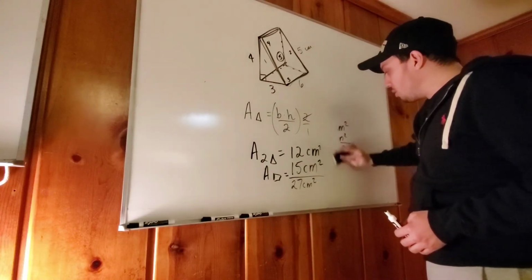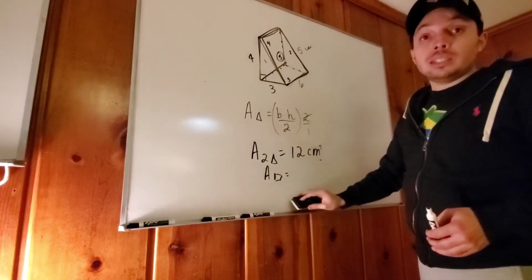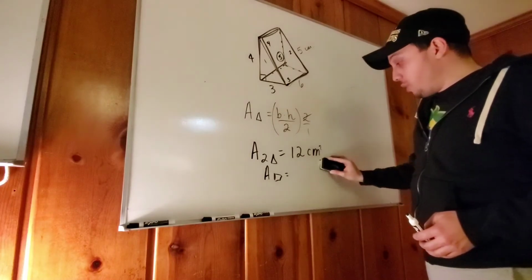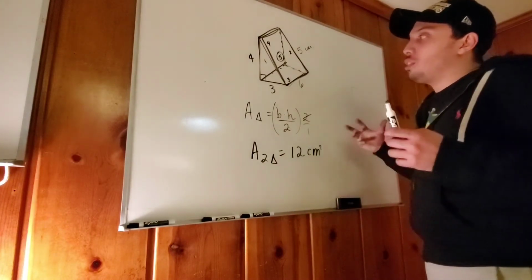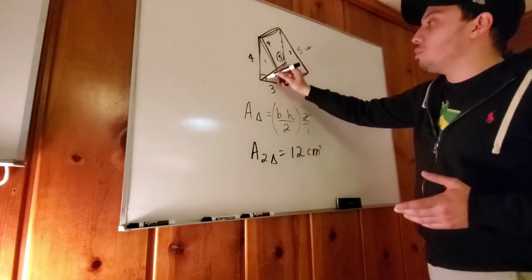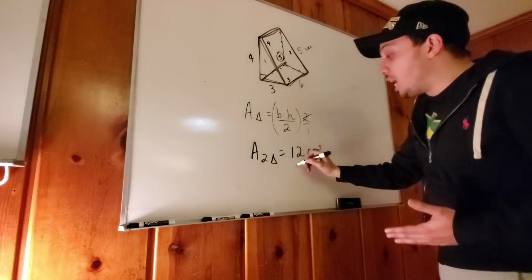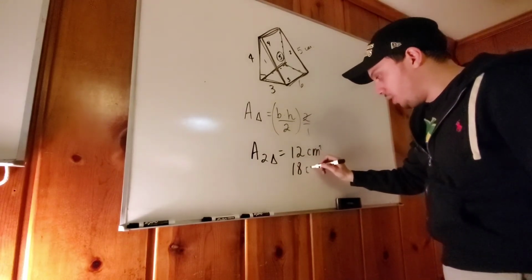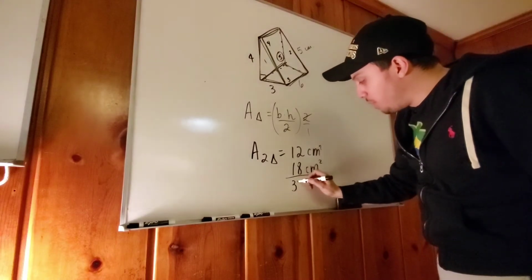All right, so I have good news and bad news. The good news is the triangles are still 12 centimeters squared. Yay! The bad news is that now I have to find the area of the three rectangles. So the first rectangle, this one in the bottom, is going to be 6 times 3, which is 18 centimeters squared.